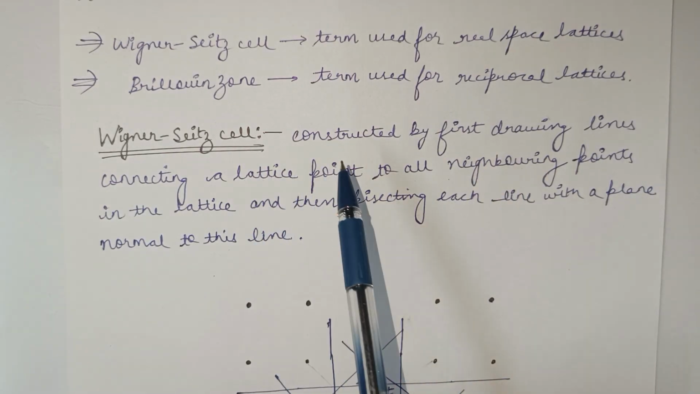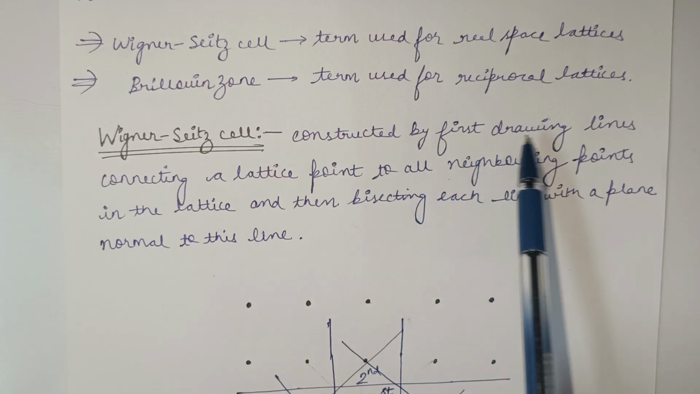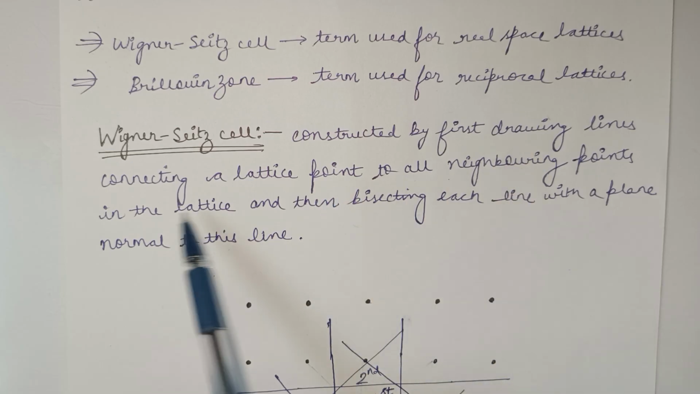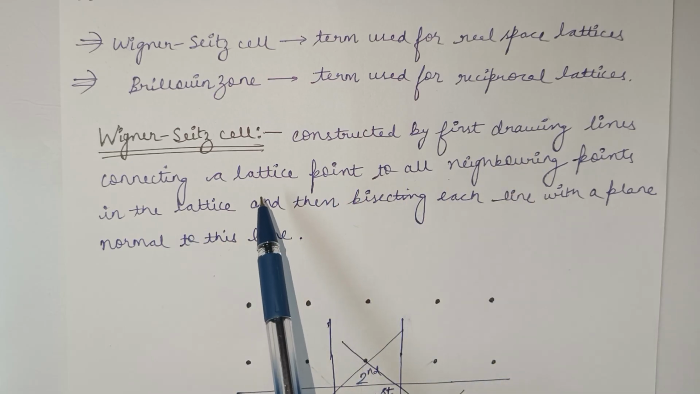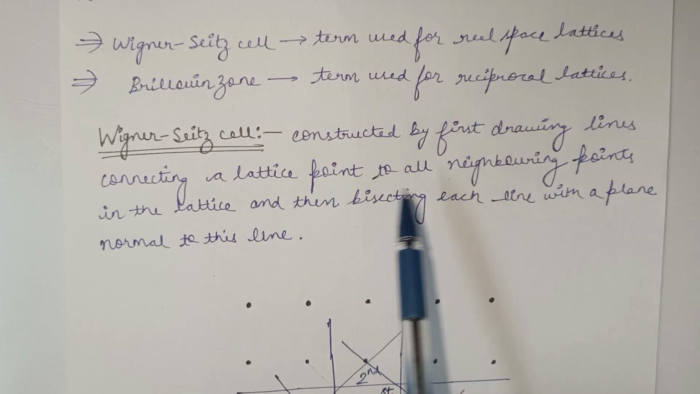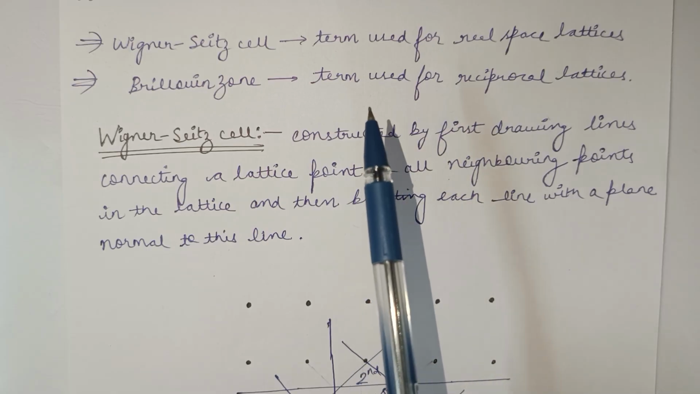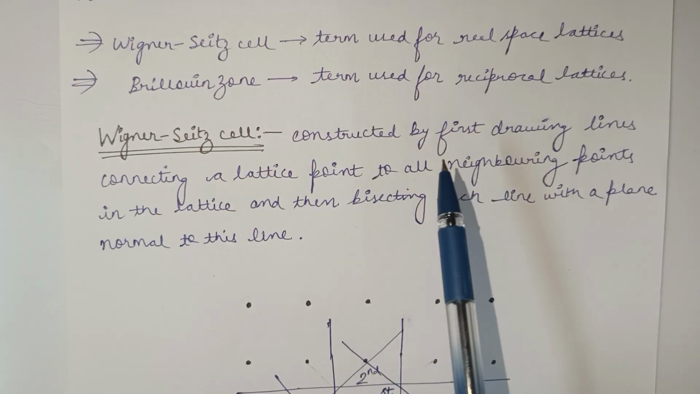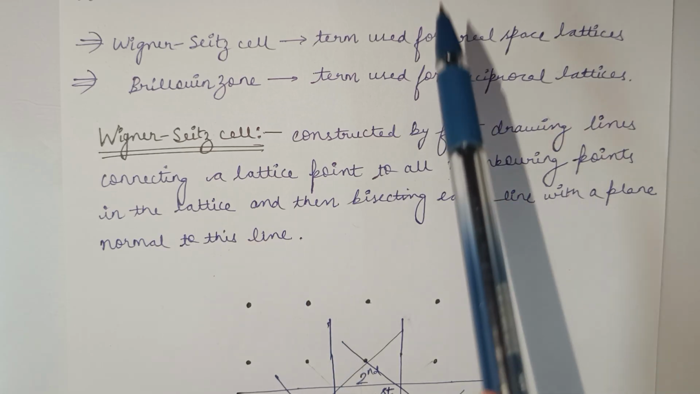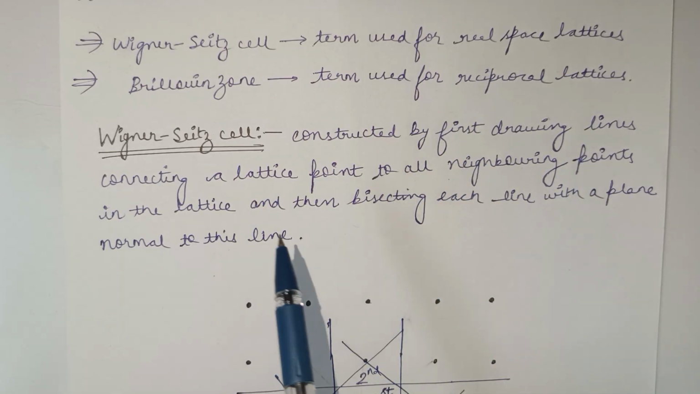So what is the definition? It is constructed by first drawing lines connecting a lattice point to all the neighboring points in the lattice. So you take one lattice point and connect all the neighboring points to it, and then bisect each line which you have drawn with a plane that is known as the Bragg plane. So that perpendicular bisector, normal to this line, is known as the Bragg plane.